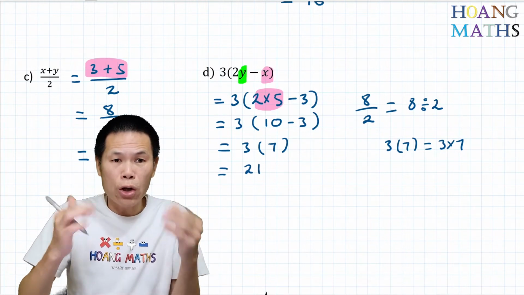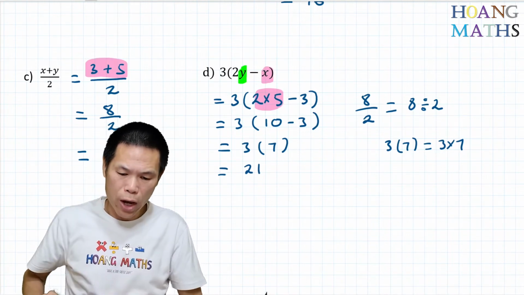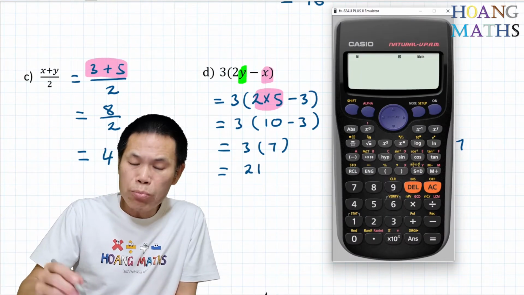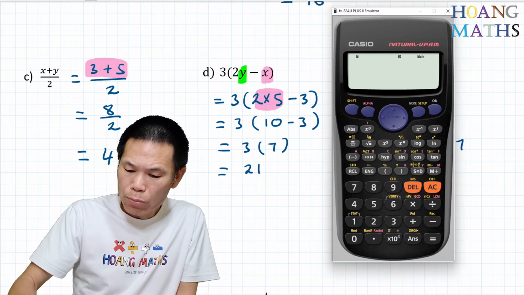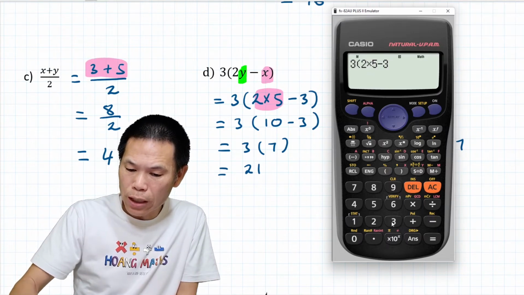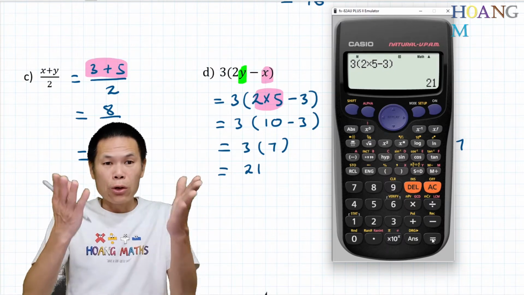Otherwise, you can just put that on a calculator. Let me show you how. We just put that on a calculator. We have 3 brackets 2 times 5 minus 3 and close brackets. So there you go, 21.